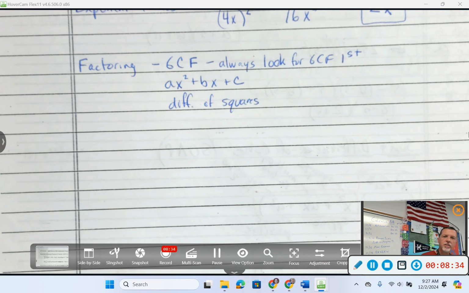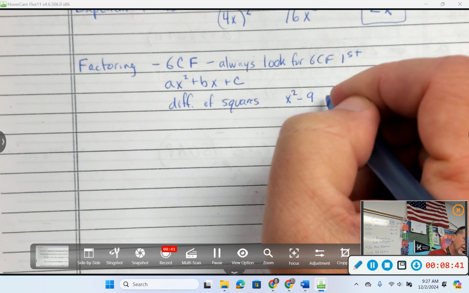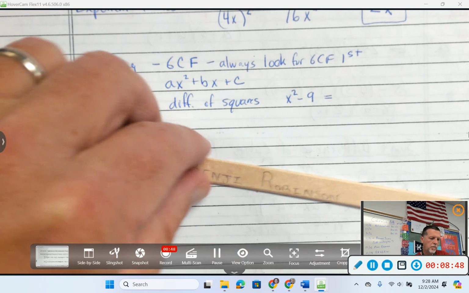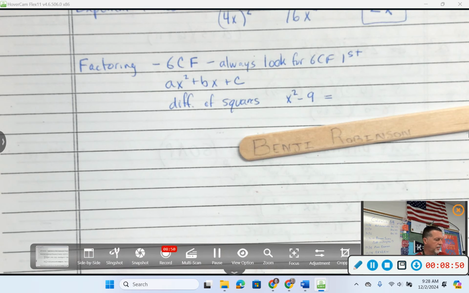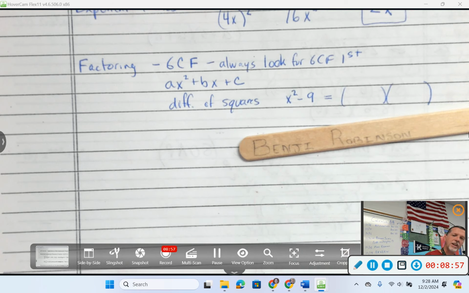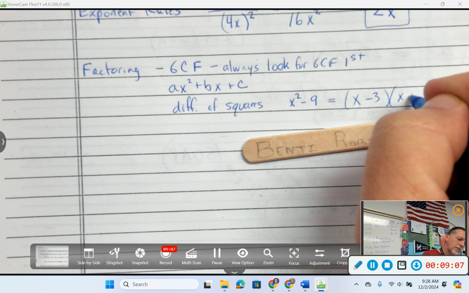Difference of squares. So something like x squared minus 9. Benji, how about x squared minus 9? What would that factor to? I'll set it up for you if you need a hint. X minus 3, x plus 3. Good. X minus 3 and x plus 3.